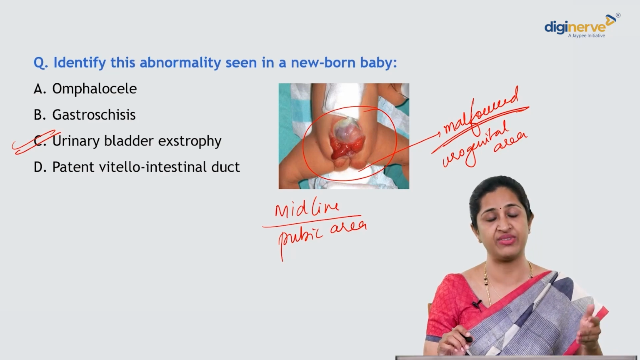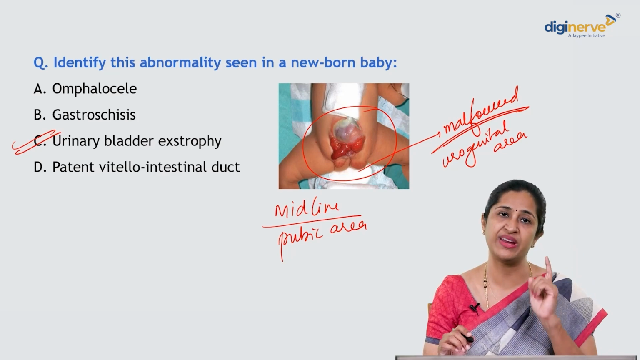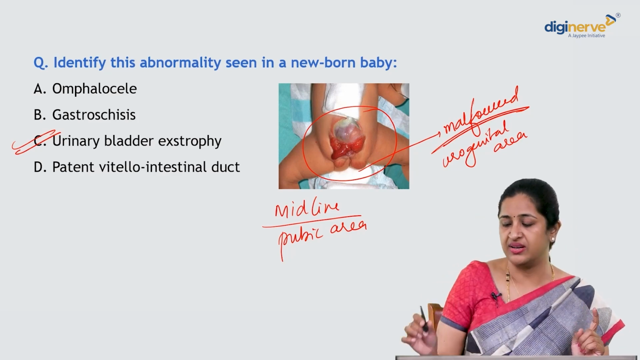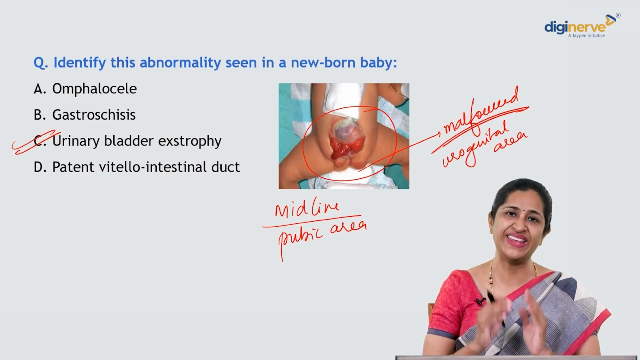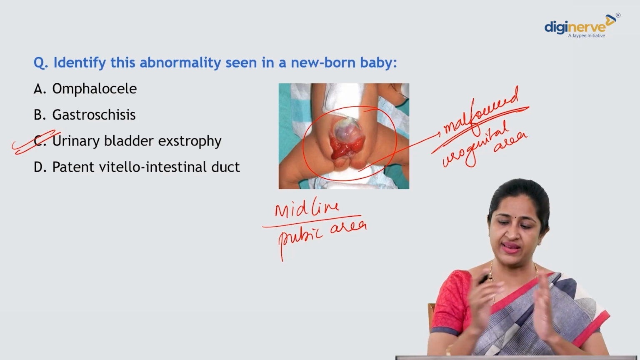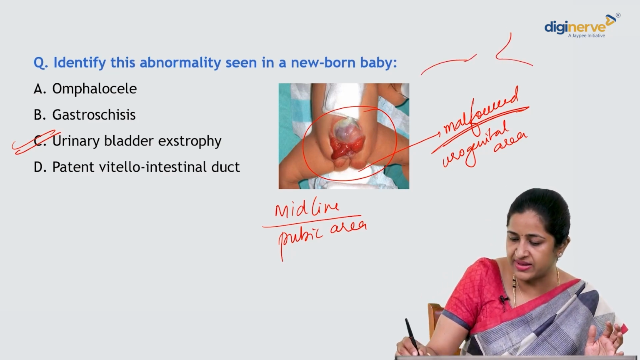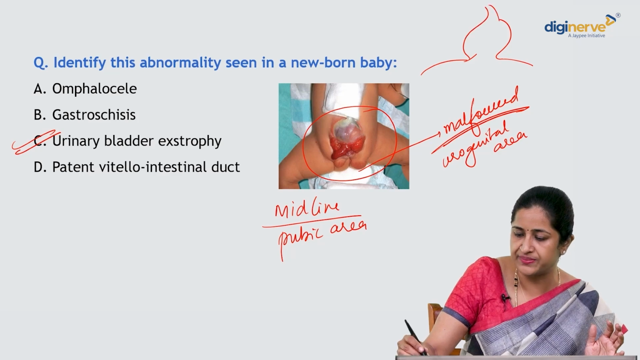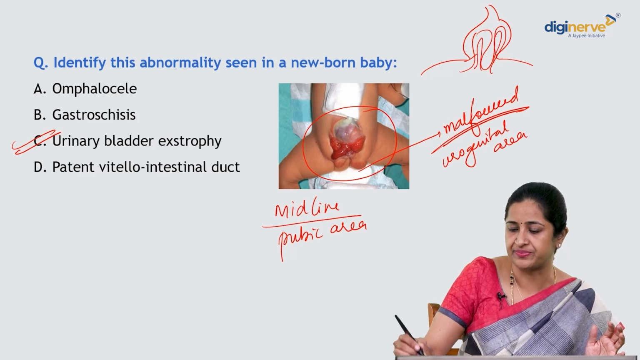The options they have given, A and B, are anterior abdominal wall defects. Now remember, in omphalocele, the genitals of the child will be normal. In the area of the umbilicus, the intestinal loops will herniate through the umbilicus. So you have the abdominal wall, and through the umbilicus you will have this huge swelling where the loops of the intestine will be seen.